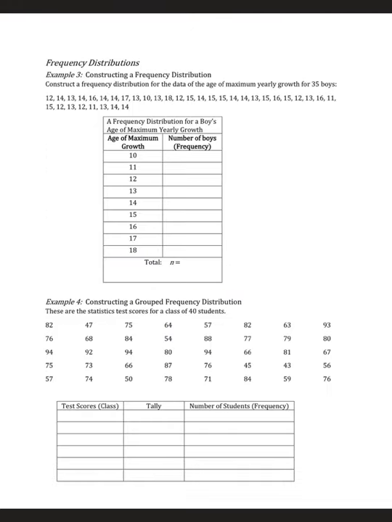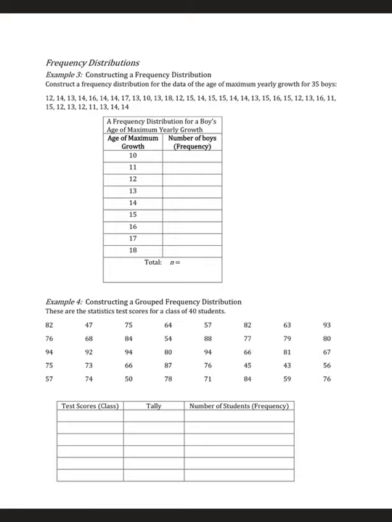Okay, moving on. Now we're going to talk about what we call a frequency distribution, and we're going to be constructing one. A frequency distribution is a chart, if you will. The first one: construct a frequency distribution for the data of the age of the maximum yearly growth for 35 boys. They pulled 35 boys, and we figure out what age they were when they had the most growth.